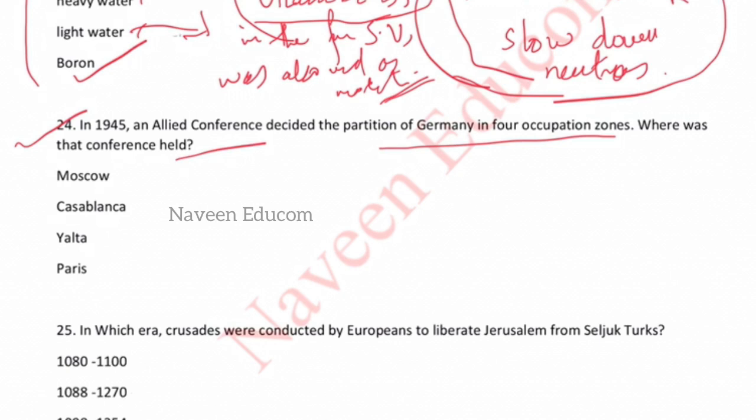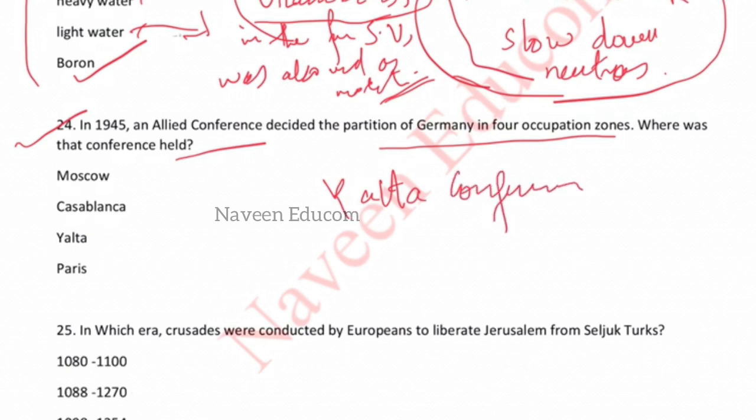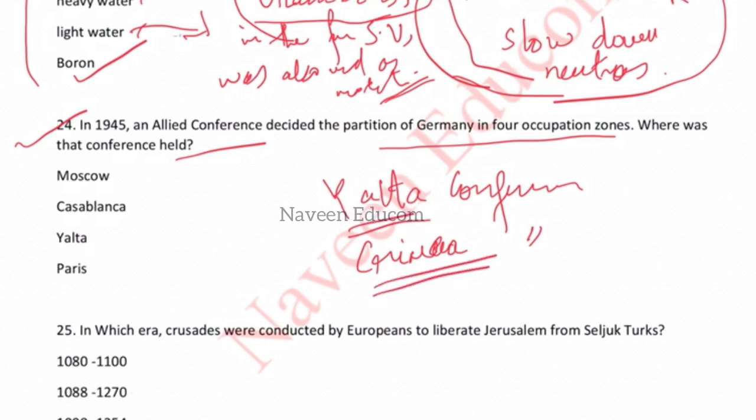Students, before explaining the answer, I have to say some extra points. This conference was called the Yalta Conference, Y-A-L-T-A. It is sometimes called the Crimea Conference, C-R-I-M-E-A. So the Yalta Conference is also called the Crimea Conference. It was a World War II meeting.